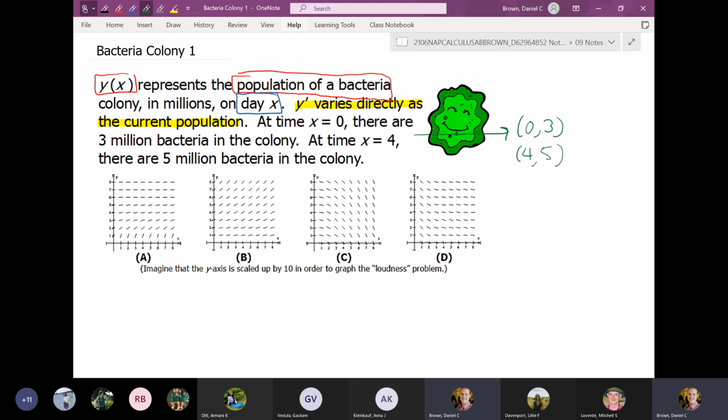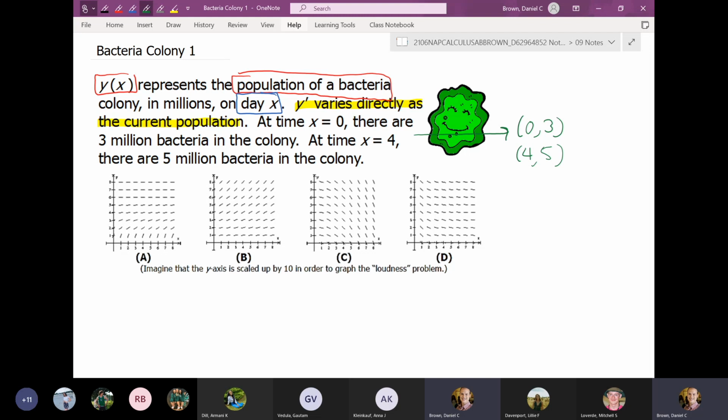Why do we have 2 initial conditions? For all these questions, we always have 2 initial conditions. Because for these problems, we always have 2 unknowns. We have the c, and then we also have that constant of proportionality k. So with 2 unknowns, we have to have 2 initial conditions to plug in.